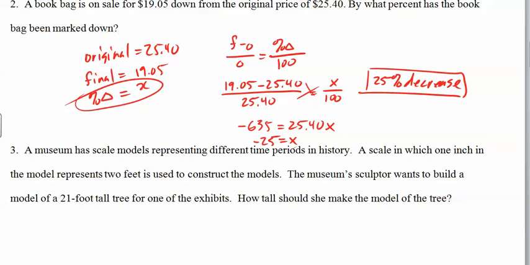Now, what this also means is in problems, when we are given a percentage decrease or a percentage change that is negative, you should then write it in here as a negative percentage. And so, for example, if I wanted to check this question, I would do 19.05 minus 25.40 over 25.40 equals negative 25 over 100. And then I would cross multiply and check, or I could just type those into my calculator and make sure they both give me the same thing.